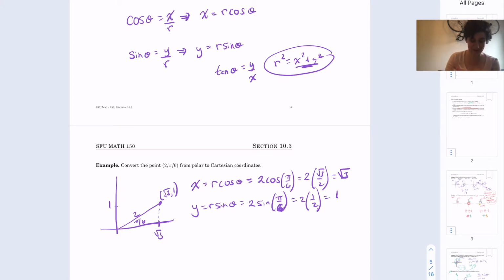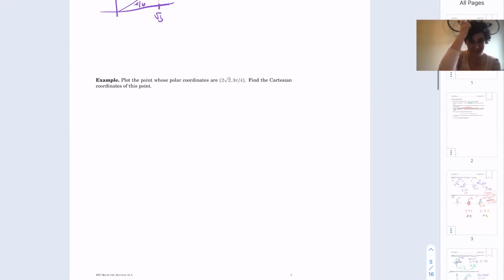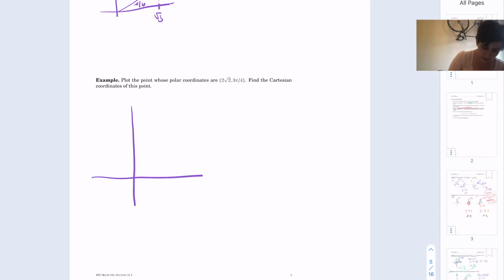Think you can do that on your own? All right, we're going to plot the point whose polar coordinates are 2 root 2, and the angle is 3 pi over 4. Okay, so here we go again. 3 pi over 4.